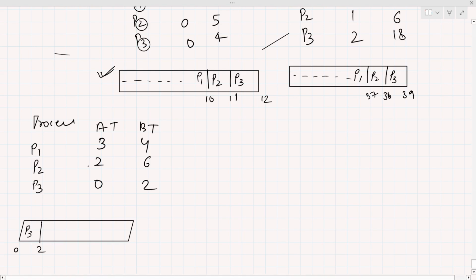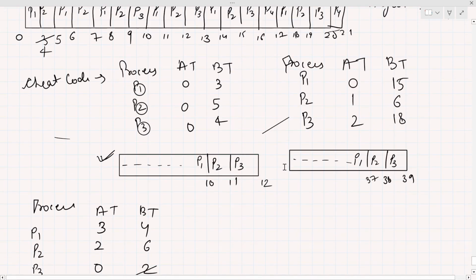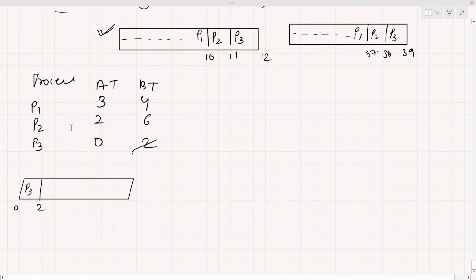Why? Because the next arrival is at 2, and the burst time of P3 is 2. So definitely P3 comes, executes fully, and leaves the CPU. So you cannot write 1 2 3. You have to see these things as well, rather than blindly writing the processes in a sequence. You have to open your mind about which process comes first, write that process, and make the Gantt chart accordingly.